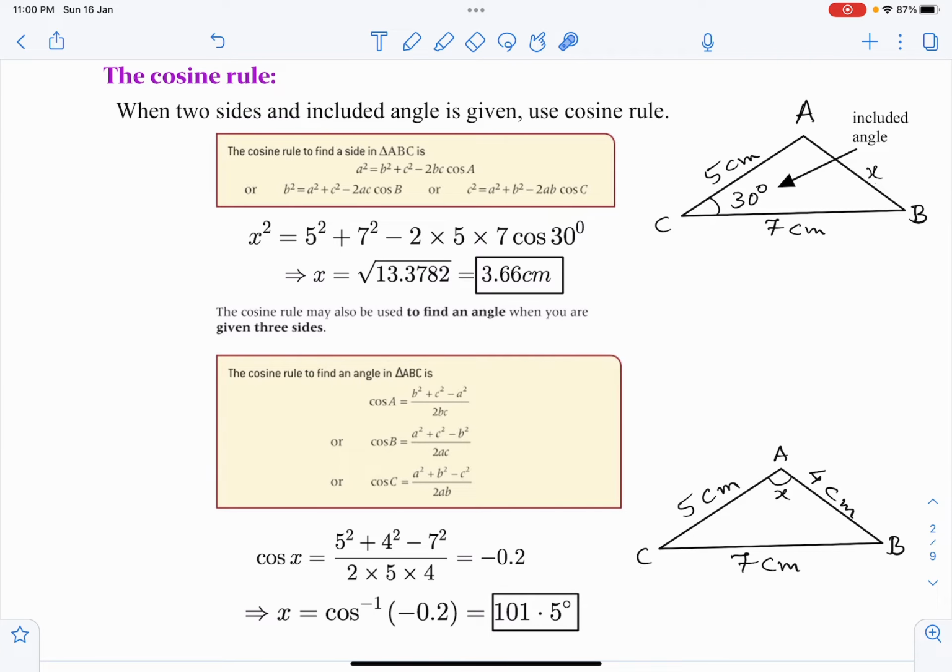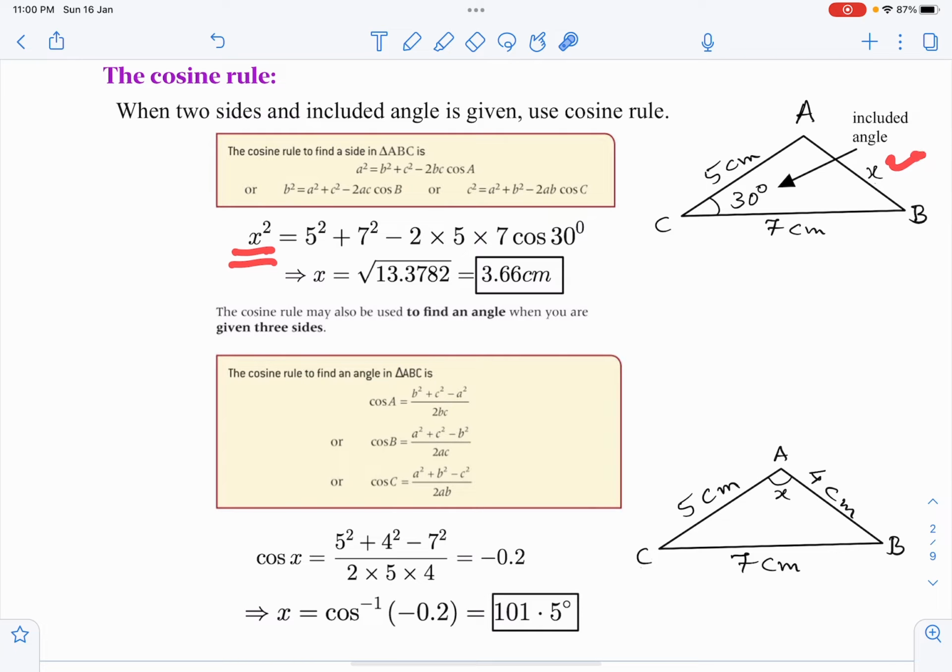Now cosine rule again can be used in two ways. This is one way, this is the second way. To find any unknown side, you have to use this rule. To find any unknown angle, you have to use this rule. They are not different, they are just expressed in terms of side here and in terms of angle here. I am going to use this rule to find x. Now look here, x squared, x is the third side.